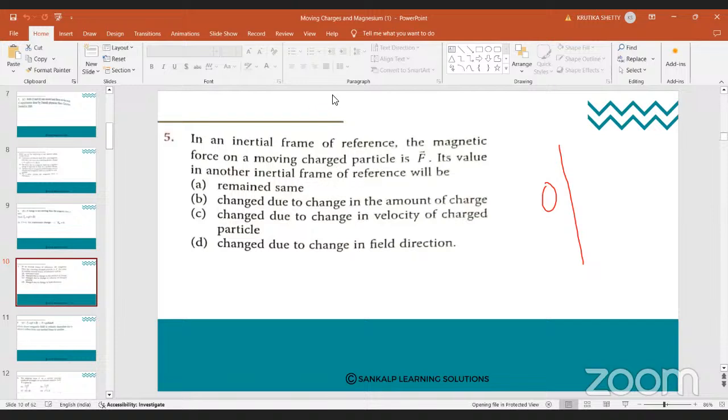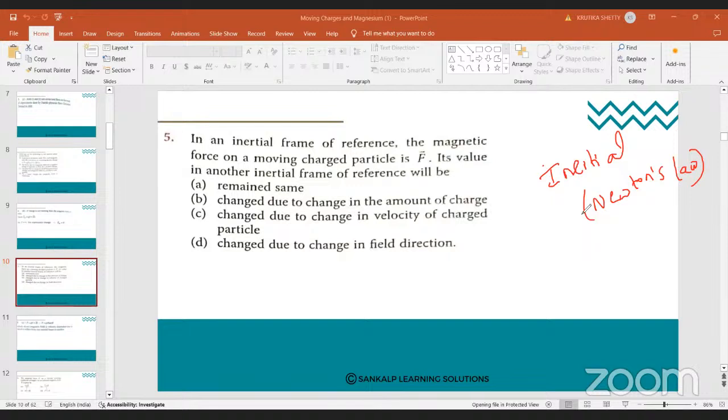So what is the meaning here, students? First, the name inertial frame, you should know. Does anyone know what is an inertial frame? We have two frames of reference: the inertial frame of reference and the non-inertial frame of reference. An inertial frame of reference is where Newton's laws are obeyed. Where Newton's laws are not obeyed, that is called the non-inertial frame of reference.